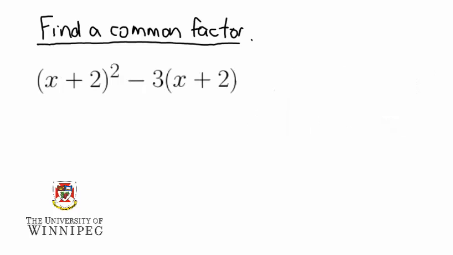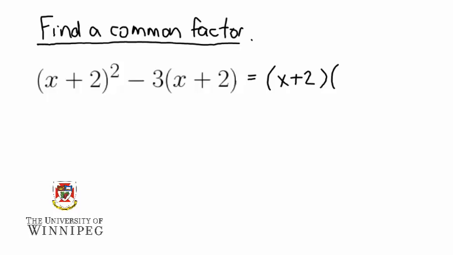In our second example, I'd like to show you that it is possible to pull out what we call a binomial factor. So if we have the expression x plus 2 all squared minus 3 times x plus 2, we could look at each of our two terms, our x plus 2 squared and our 3 times x plus 2, and we might notice that each of these terms has a common factor of x plus 2.